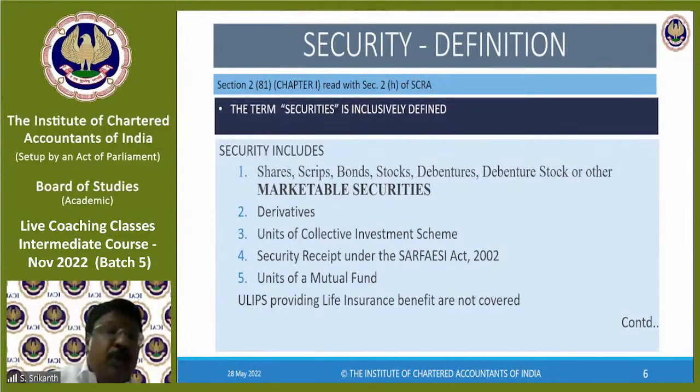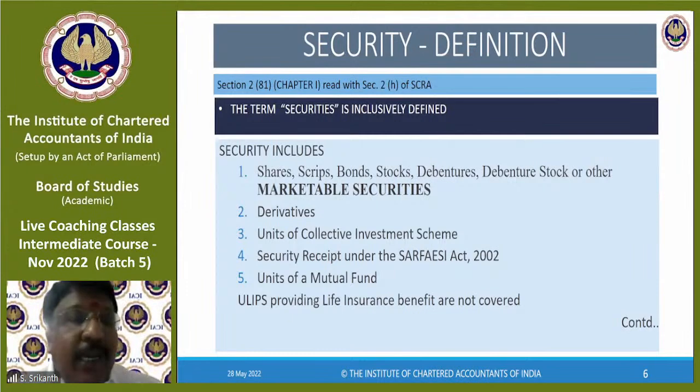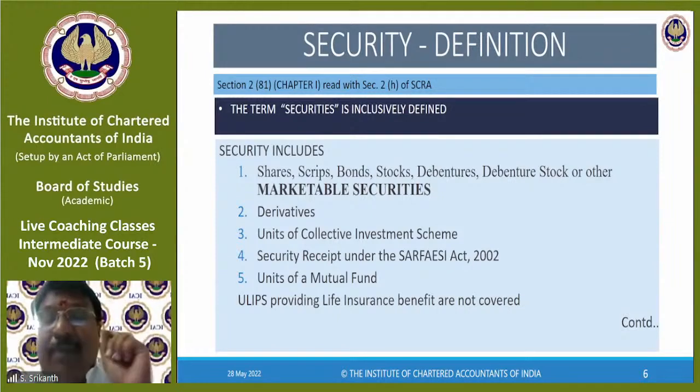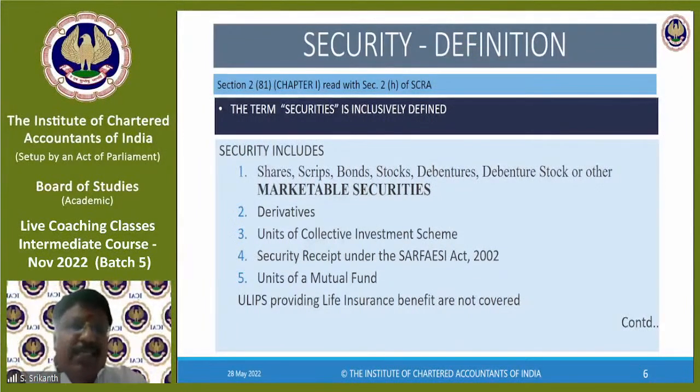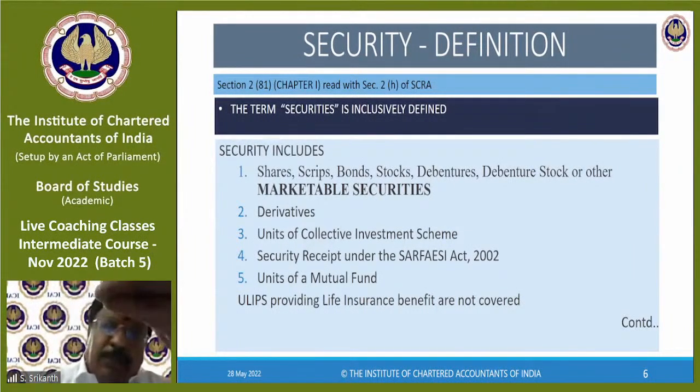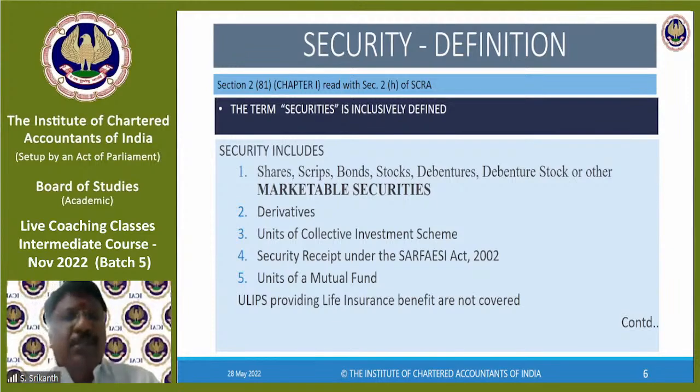Except ULIPs, unit linked insurance plans. Unit linked insurance plan schemes are not covered. The reason is, unit linked insurance plans are similar to units of a mutual fund, except that the entire money that you give to a mutual fund is invested in the market or in those assets. Whichever asset he says he's going to invest in, your entire amount will be invested, subject to some administration cost. The balance 100% will be invested in those assets, maybe debt instruments or shares or whatever.